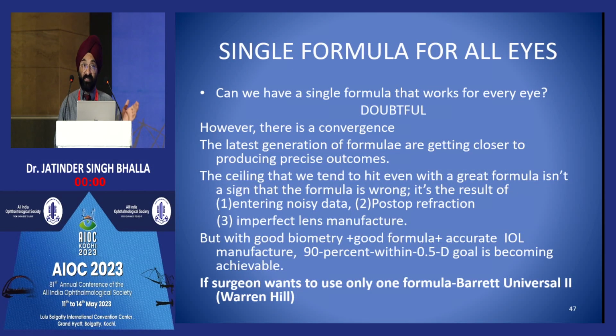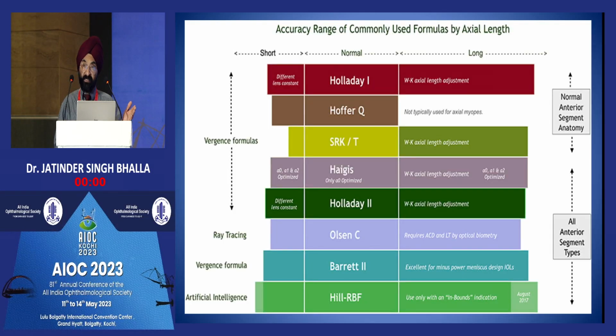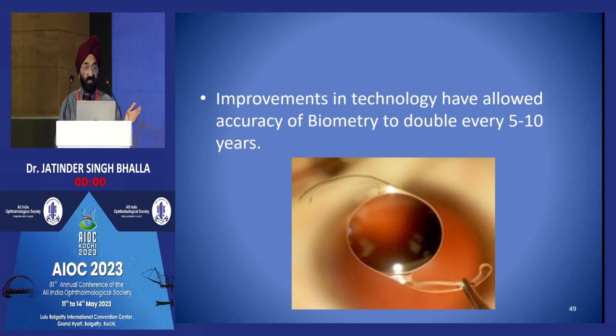So has the stage come where we can use a single formula for all eyes? I think it is difficult to say, but the formula which comes closest to that accuracy is the Barrett Universal 2. This is the chart which shows the various formulas which fit into the various axial lengths: less than 22, 22 to 26, and more than 26 millimeter.